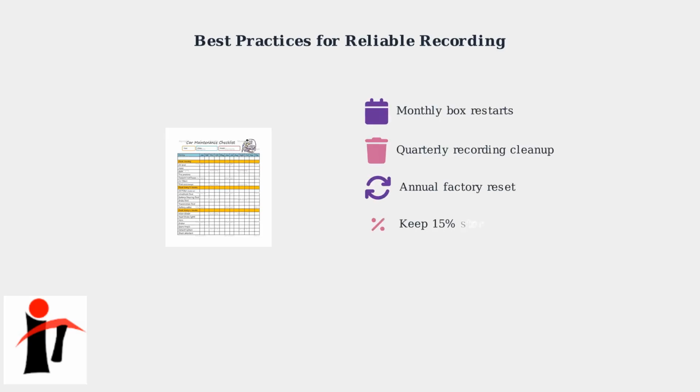Following regular maintenance practices will keep your series recordings working smoothly. These simple habits prevent most recording problems before they occur. Perform monthly restarts of your set-top box, quarterly deletion of old recordings, and annual factory resets. Also avoid scheduling recordings on more than 80% of available tuners and maintain at least 15% free storage space.